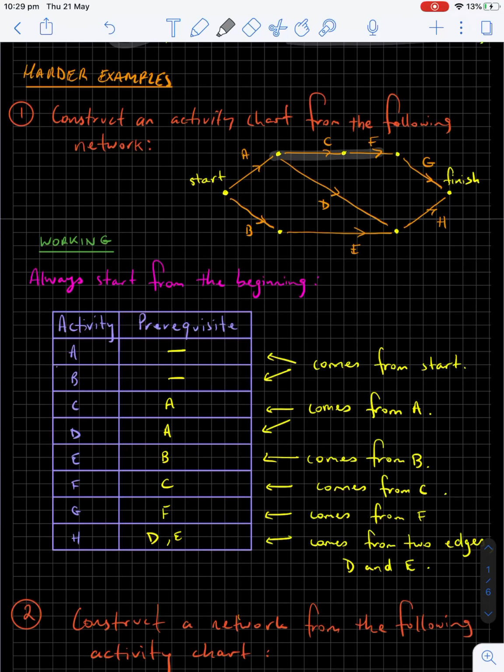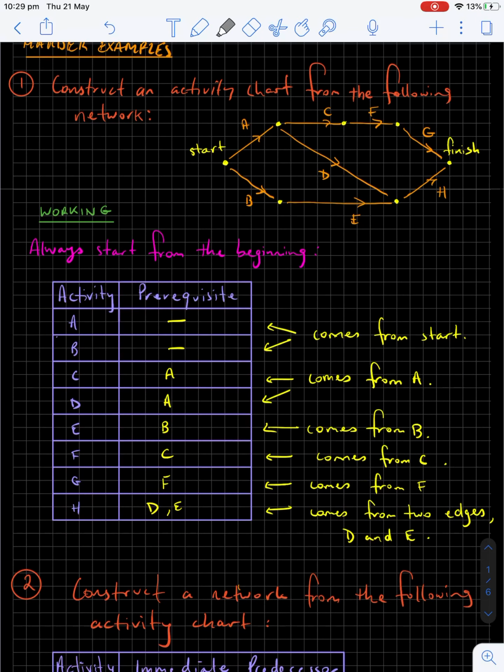Now C comes out of the activity A being completed. So to do C, you need to have done A already. The same thing goes for D. To start D, that comes out of the A activity. So therefore, to do D, you also must have done A first. So C and D both have the prerequisite of A. Next up, E. E required B to be completed. So therefore, E has the prerequisite of B.